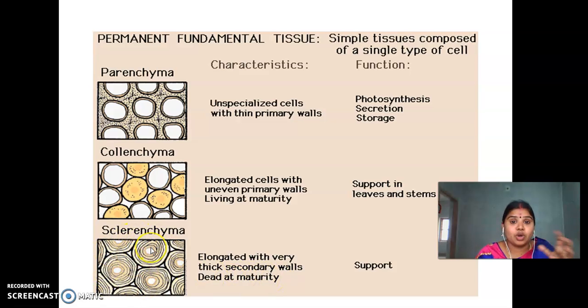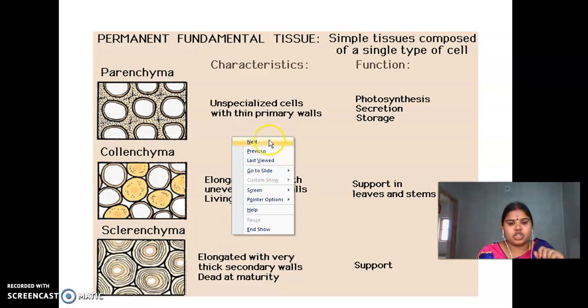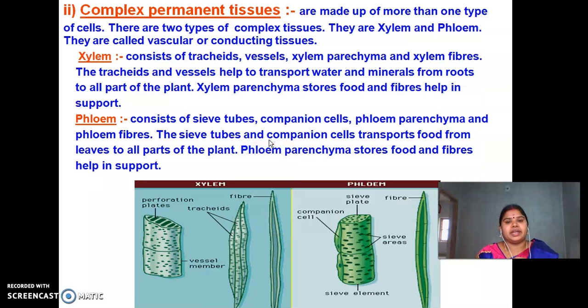Here you can see it in the big log, right? We cut a coconut log. You can see this image. It is used for support. You have to read this for unmarked questions and also the diagram. You can differentiate the diagram of parenchyma, collenchyma, and sclerenchyma. Right? Next, I will show you complex permanent tissues.